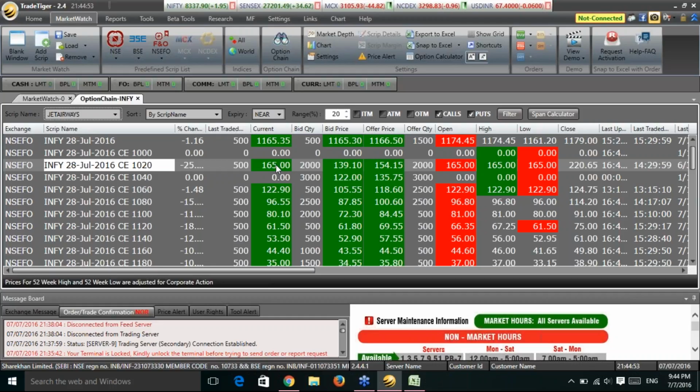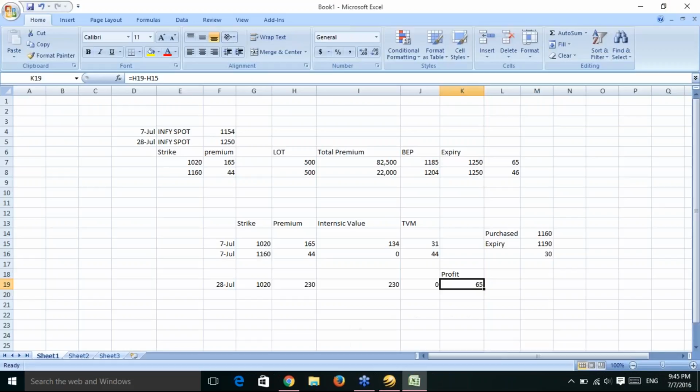So 10 on one share, one option, and you are buying a lot of 500, so you would be receiving around 5,000 as a profit. So same here, the concept is, I'm keeping the contract till expiry. I'm not selling it after 5 minutes or 10 minutes. If you want to sell, you can do it, not a problem. But I want to sell it at the time of expiry.